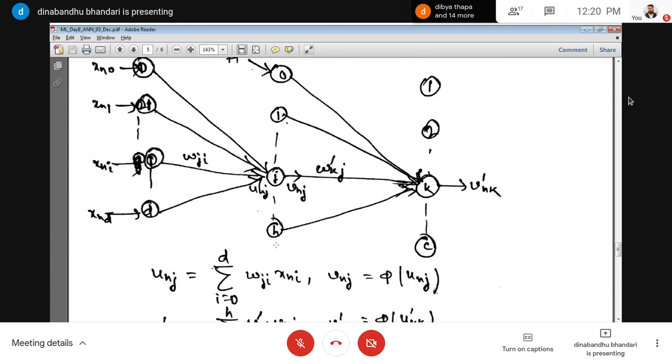But in general, the thumb rule is that H is equal to the average of the number of nodes in the input layer and in the output layer. So H is equal to (D plus C) by 2. That is the thumb rule. However, there is no concrete guideline. Sometimes you may have to increase the value of H, sometimes decrease it, and both have some problems and issues.